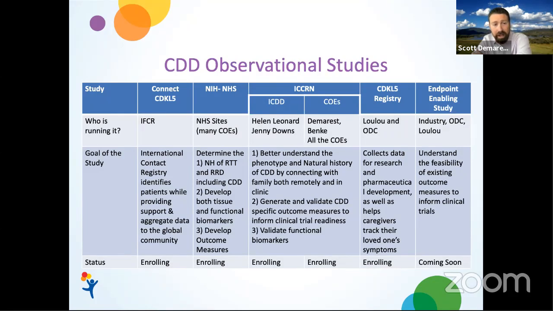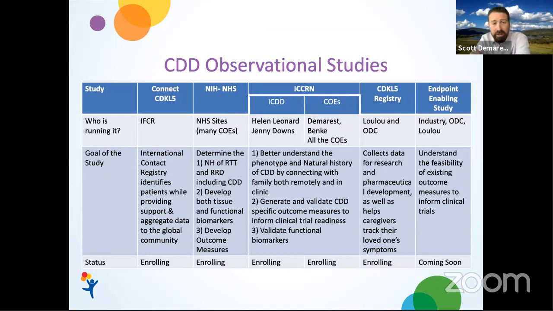There's the NIH Natural History Study. Not all of the sites are COEs, and not all the COEs are sites for the natural history study, but there's a lot of overlap. And we're taking a lot of the lessons learned from the natural history study and implementing them towards the ICCRN goals as well. They're trying to determine the natural history of Rett and Rett-related disorders, which includes CDKL5. They're developing tissue and functional biomarkers, and they're developing outcome measures. And again, many of those clinicians are the same clinicians that are in the ICCRN, and we're carrying over those lessons.